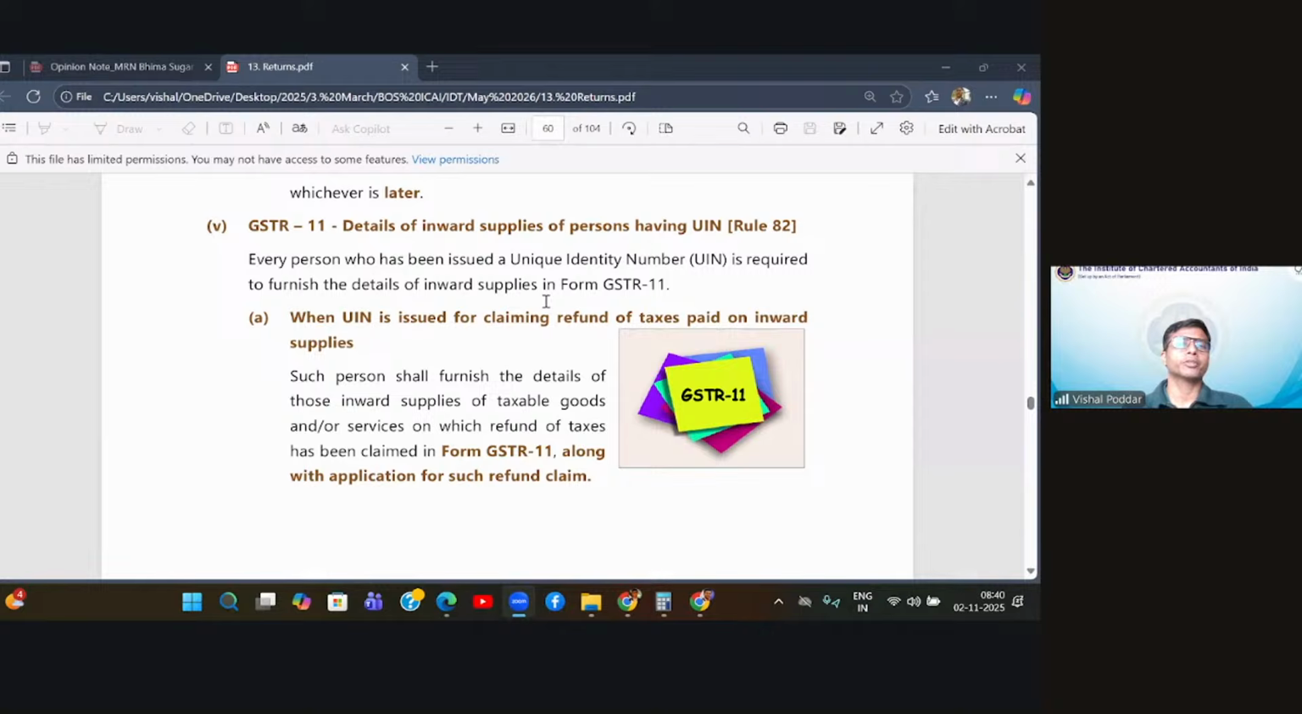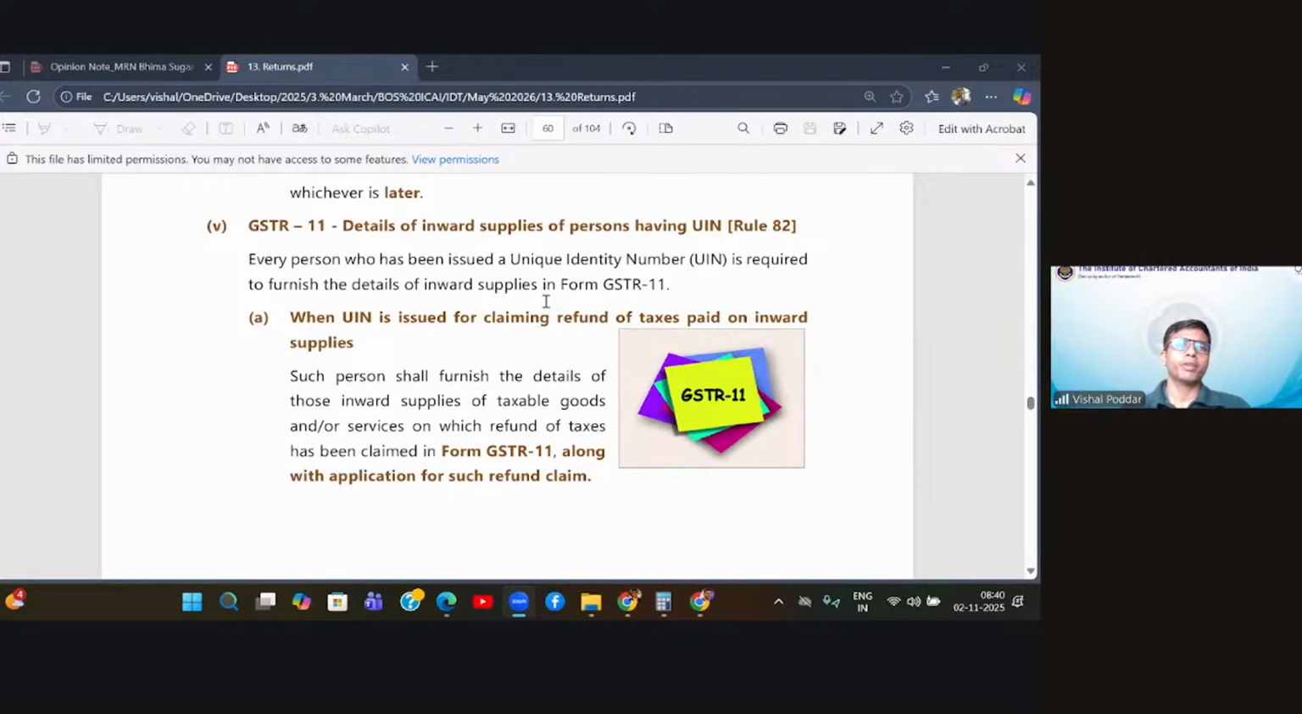Next, GSTR 11, details of inward supplies of persons who are registered but not like a regular businessman, but a special category of registrations who are having the UIN. Now, we all know who is covered in UIN. It is those international bodies and agencies which have set up their offices in India as per various international treaties. They are not in India for any commercial or business activity. They are here just for the purpose of having a setup in every country. Like you have the WHO's office, you have different foreign government consulates. All these are covered under the special category of registration of UIN.